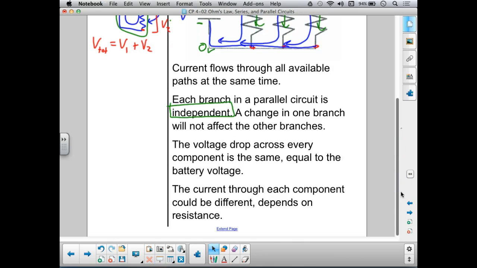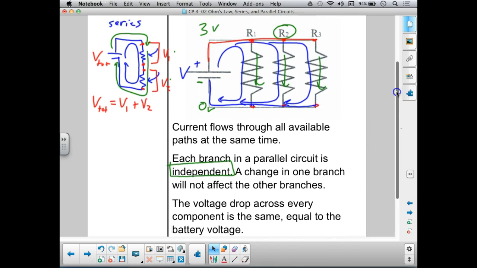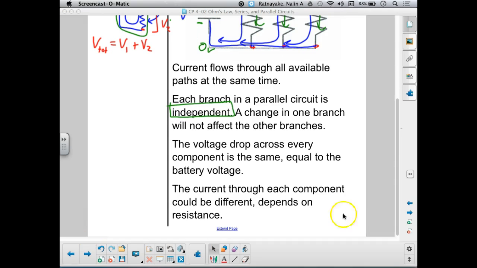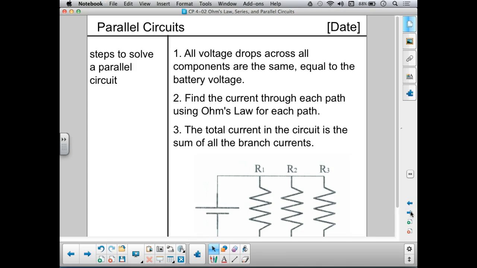So last point, the current through each component could be different, and it depends on the resistance. Whatever the resistance is in each path could change the current through that path. Okay, so let's try to put this together into some steps for solving a parallel circuit. Step number 1: we need to recognize that the voltage drops across all the components are going to be the same, and they're equal to the battery voltage. Whatever the battery voltage is, that's going to be the same as the voltage drop across every single component, because every component is connected directly to the battery in a parallel circuit.